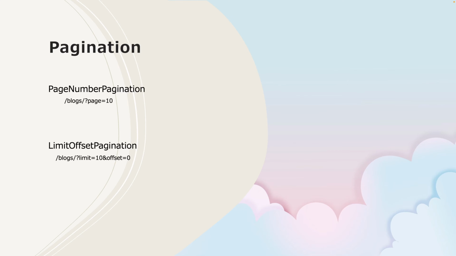The page number pagination takes a page size and returns the response accordingly. For example, if the URL pattern is like this, blogs/page=10, that means it will give you the 10 records in a single page.